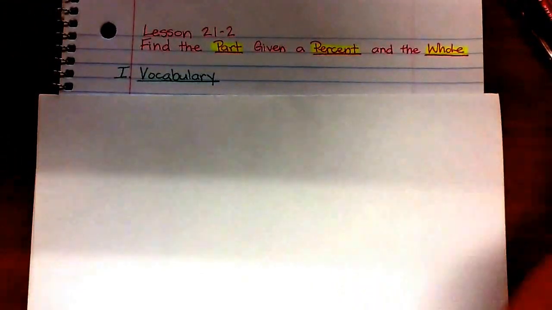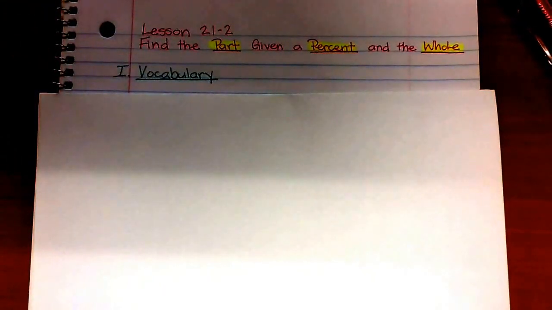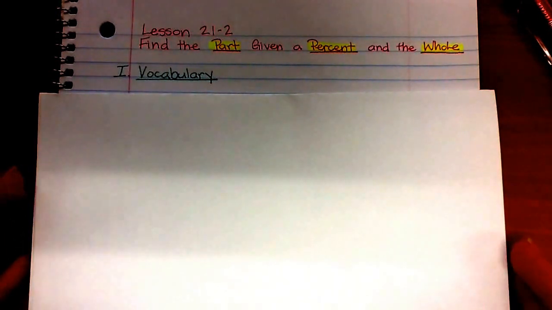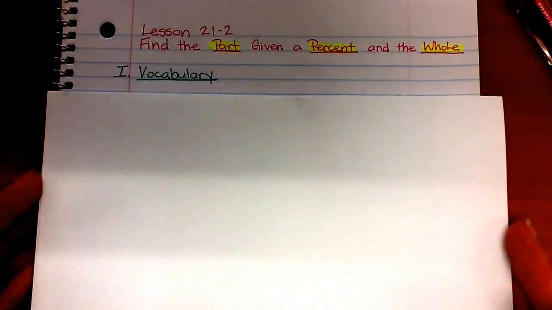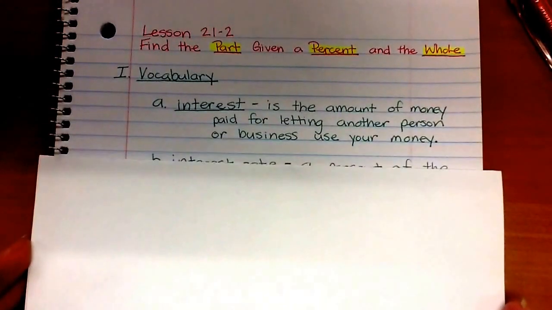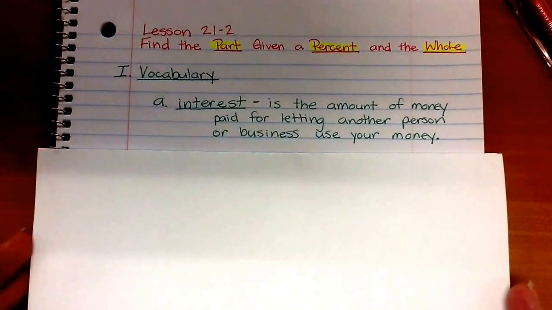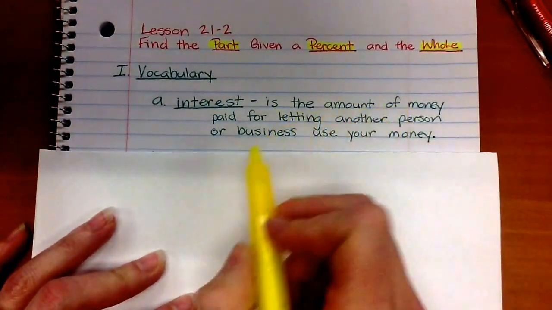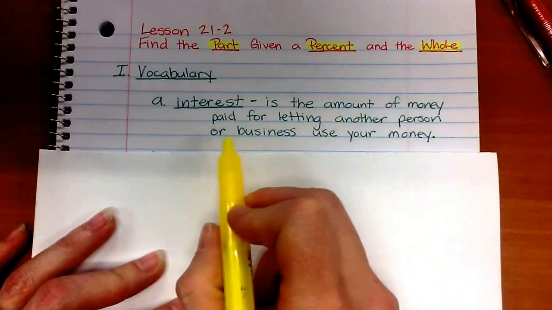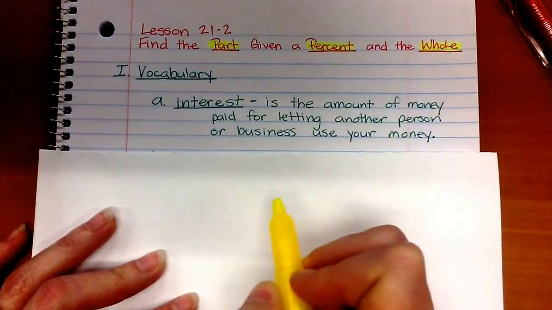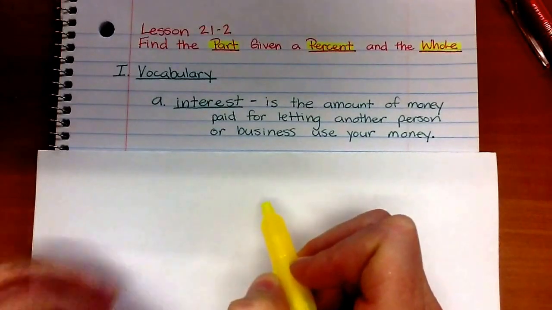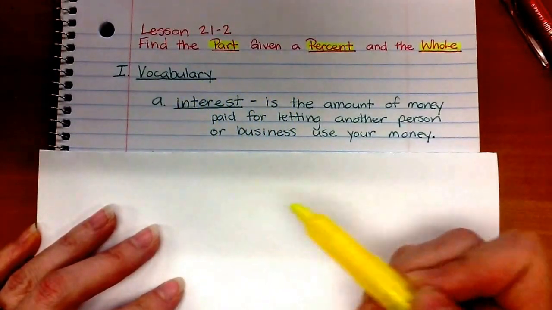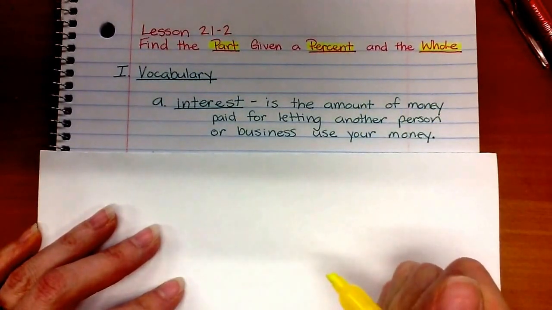lesson. Now, before we get into today's lesson, we're going to need to know a couple vocabulary terms, and they have to do with interest because that's what we're going to be looking at today. So our first vocabulary term is interest. And basically what interest is, it is the amount of money paid for letting another person or business use your money. So if I lent you $100 and I wanted you to pay back interest on that $100, I might say, I want 5% interest back.